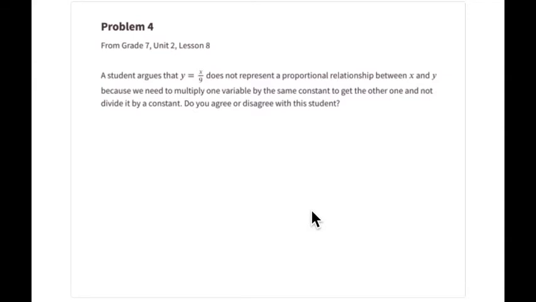This is problem number 4, and in this problem, a student looks at this equation, y equals x divided by 9, and says that's not a proportional relationship because the relationship between x and y is division, not multiplication. So you need to multiply to have a constant of proportionality and to have a proportional relationship. And so do you agree or disagree with that?